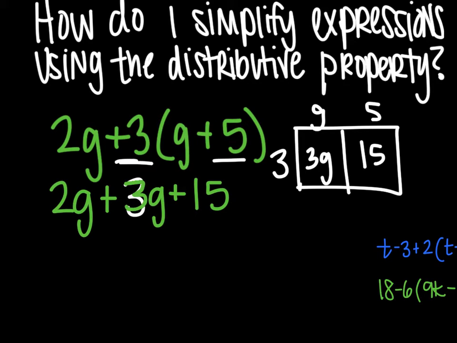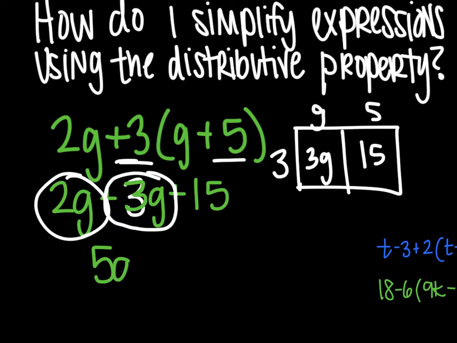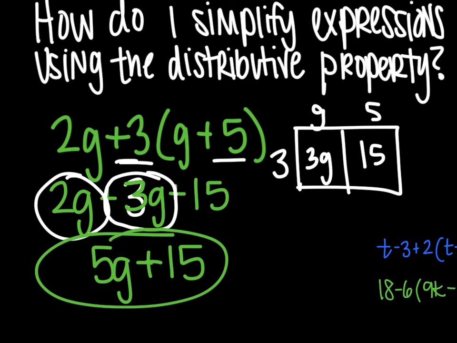Now I can combine like terms. This is the color coding piece. 2g is like terms with the positive 3g. Remember, circling the number and the sign in front. Positive 2g and positive 3g will give you 5g. Then we have plus 15, which does not have a like term, so it just stays that. My final answer is 5g plus 15.